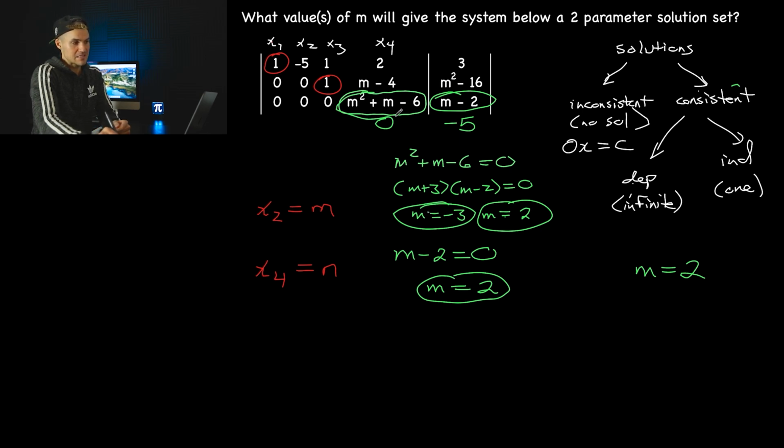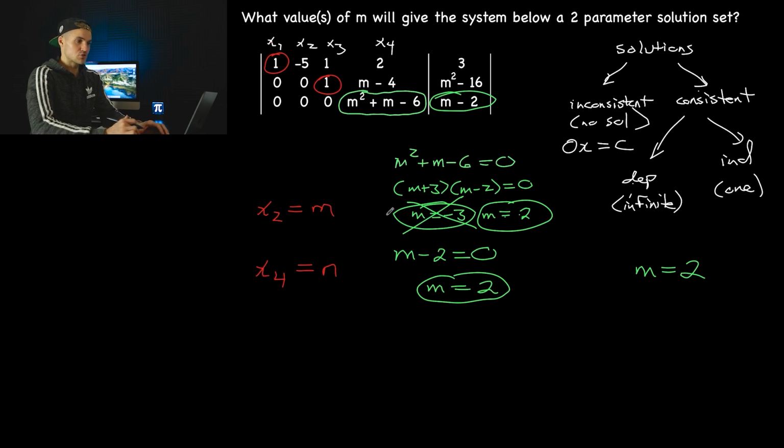Even though it's going to make this 0, which is what we want, right? We don't want x4 to have any pivot. It's not going to make this 0, right? An m value of -3 would make the entire system be inconsistent. Okay, so that was one of the tricks there, right? So it can't be this -3. It has to be this m value of 2.